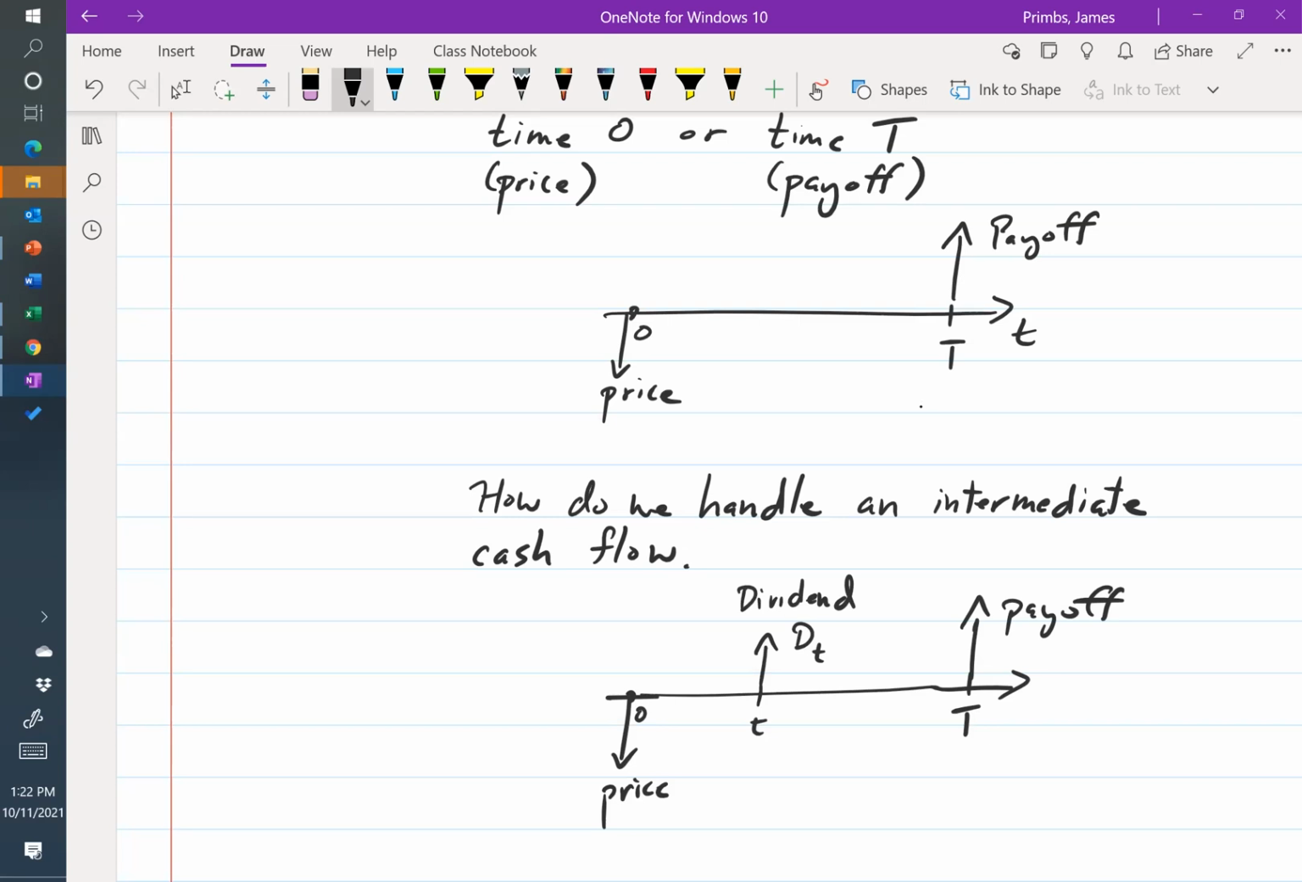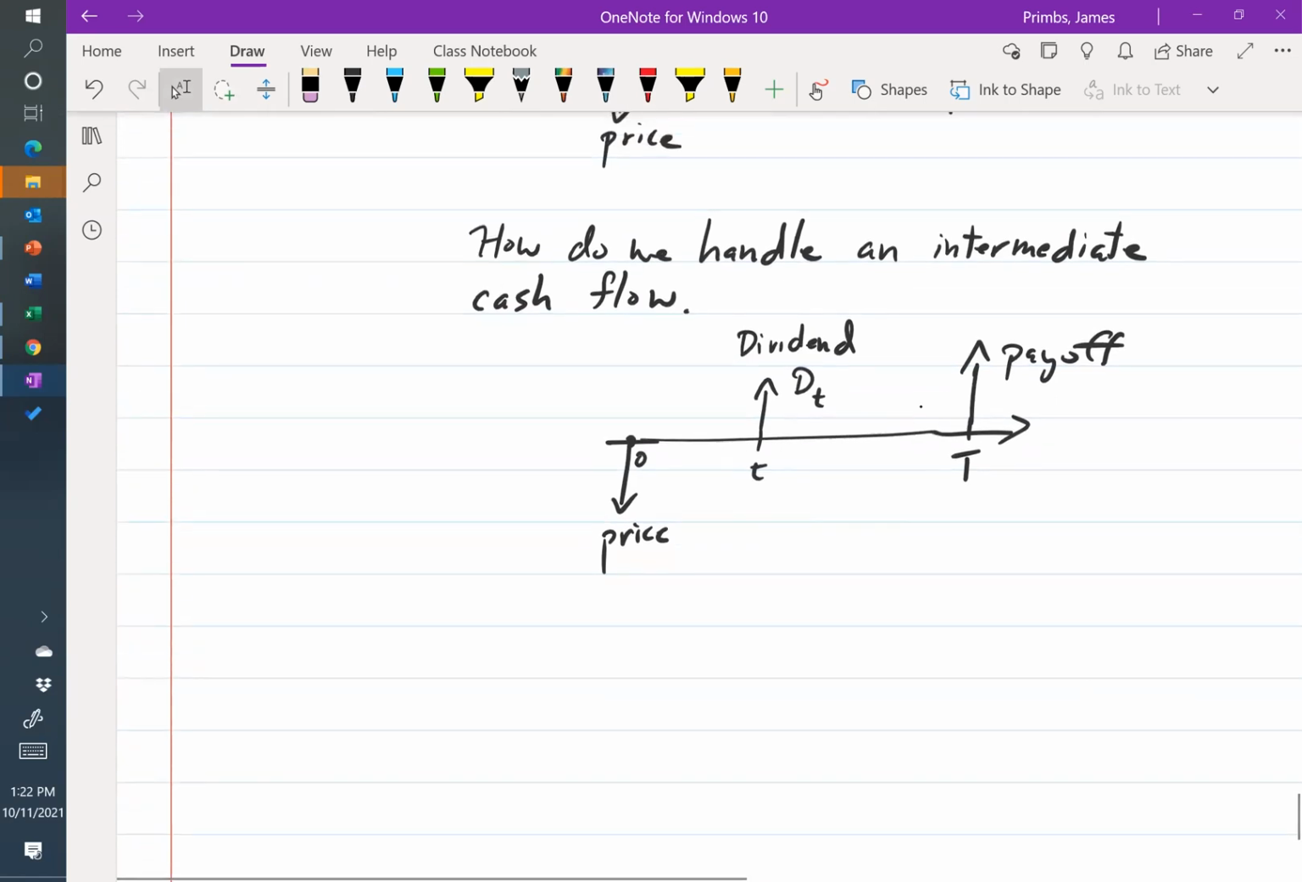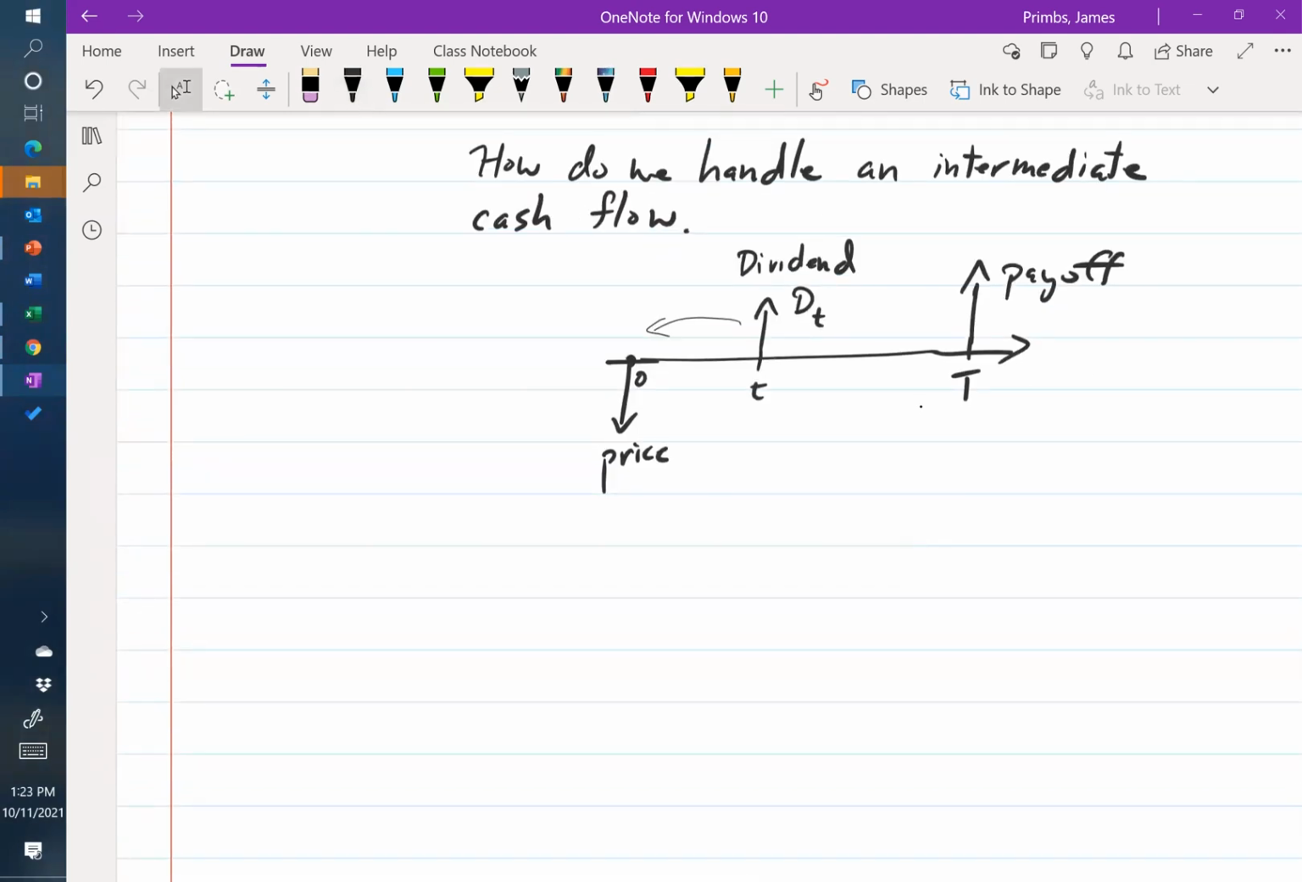All right, and now you think, oh, that made everything messy. So how do I handle that intermediate cash flow? I'm going to not allow intermediate cash flows. How do I not allow them? What I'm going to do is take this cash flow and move it back to time 0. And how do we move cash flows? A dividend is a known amount that you're going to get. How do I pull a known amount back to time 0? I calculate the present value. That's what I'm going to do.